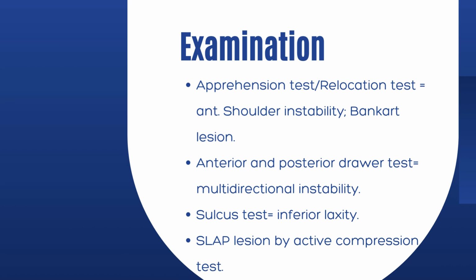In revision surgery, the shoulder is usually unstable in external rotation. It goes to the maximum of external rotation. This might mean subscapularis damage. Other tests like anterior and posterior draw test show multidirectional instability of the joint. Sulcus sign denotes inferior instability of the joint, and SLAP lesion is detected by compression test.